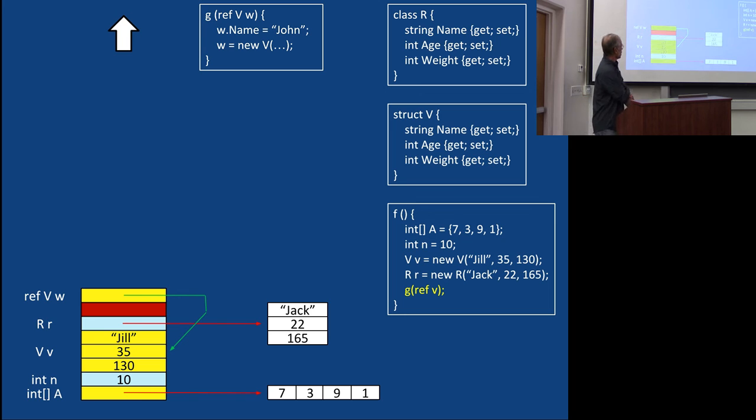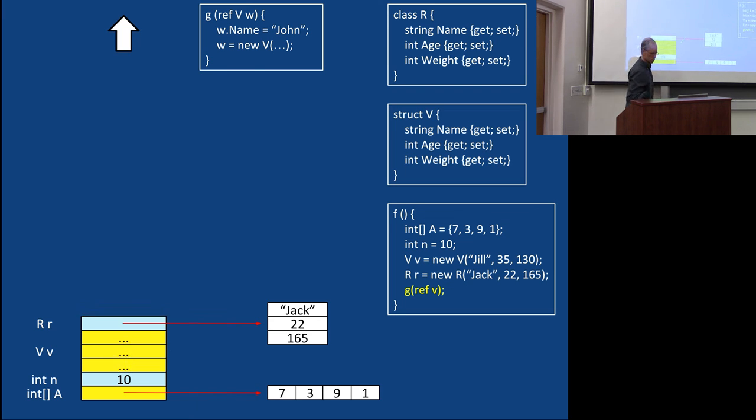Again, when we change name to John, that gets changed. And what happens when we say W gets a whole new V? We want to store it here, but there's a green arrow, so we come down here and we store it right here instead. So we get that.